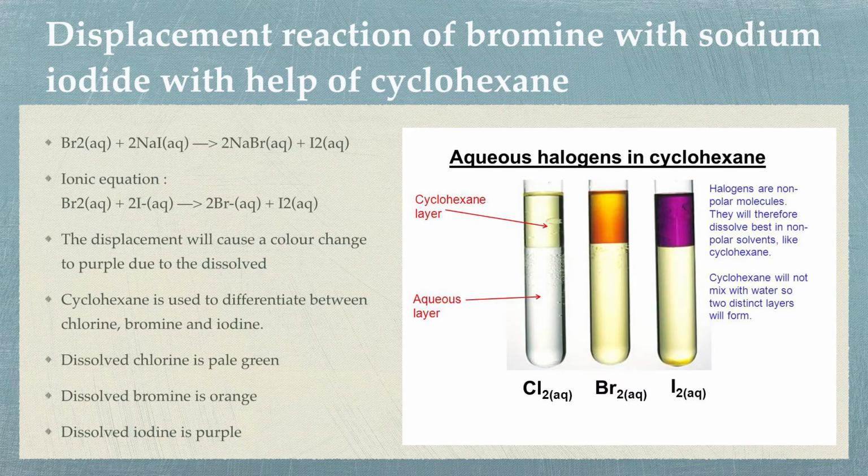When bromine is added to sodium iodide, the bromine will displace the iodine because it is more reactive. The displacement reaction will cause the cyclohexane to change color from brown to purple due to the dissolved iodine. Cyclohexane is a solvent used to differentiate between chlorine, bromine, and iodine. In the presence of dissolved chlorine, the color will be pale green, dissolved bromine will be orange, and dissolved iodine will be purple, as shown in the picture.